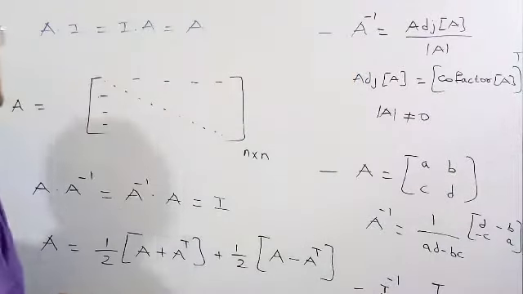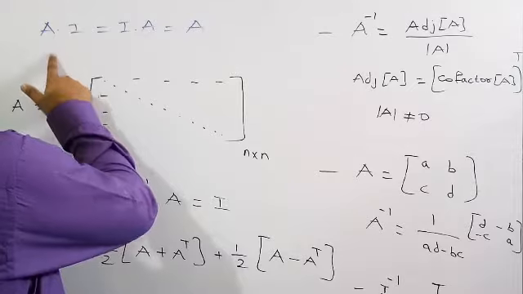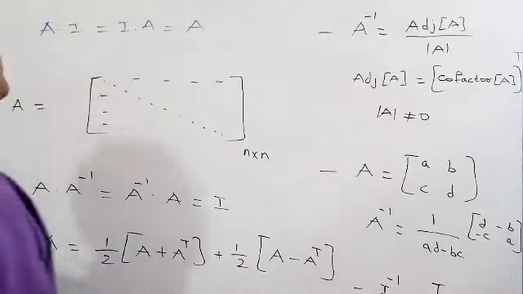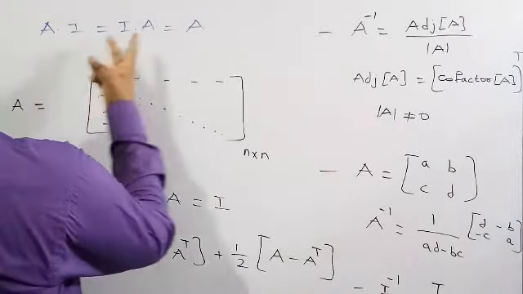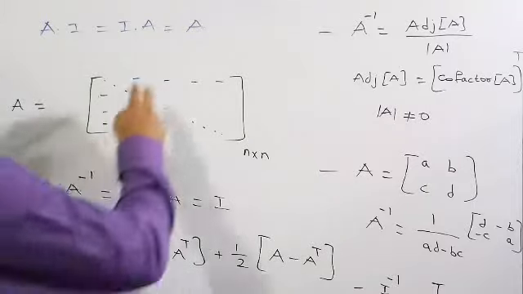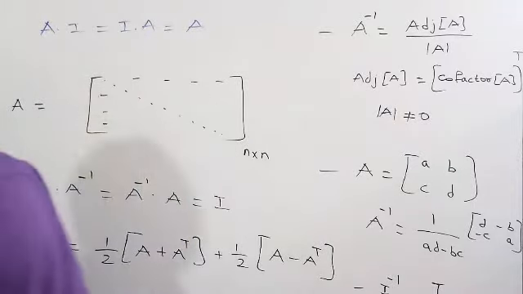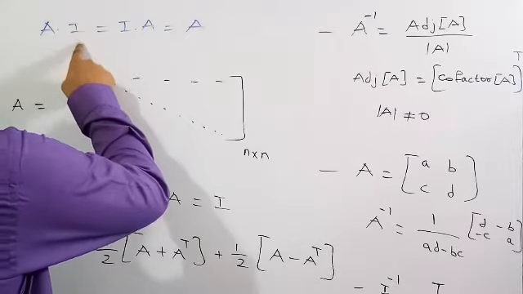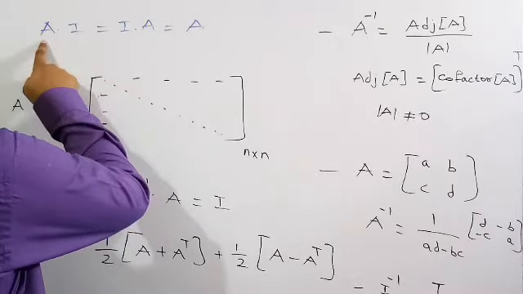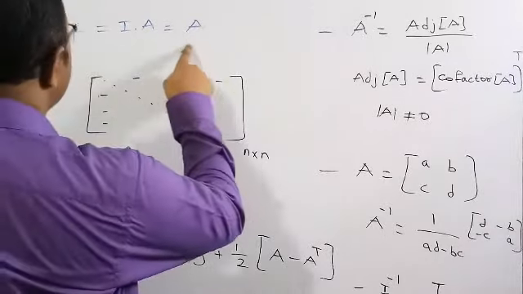Now, if you multiply the matrix A with the identity matrix, whether you do it in this order or in this order, the answer is always A. It means if you multiply the identity matrix with any other non-zero matrix, the answer will be the non-zero matrix itself.